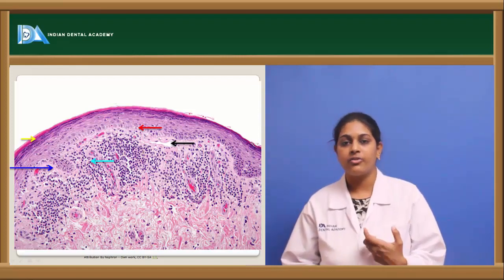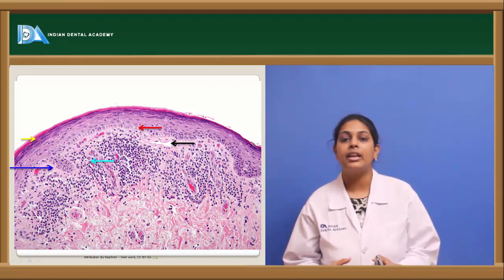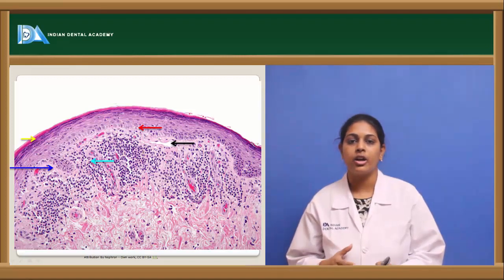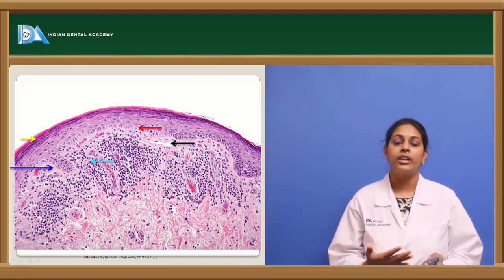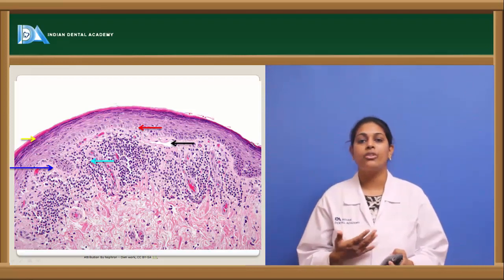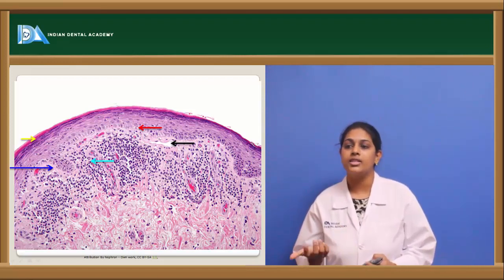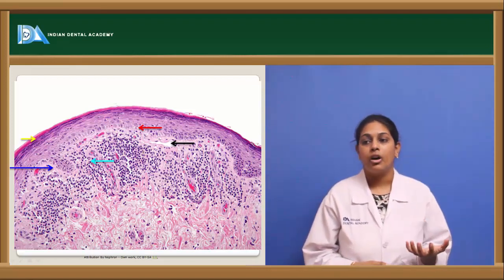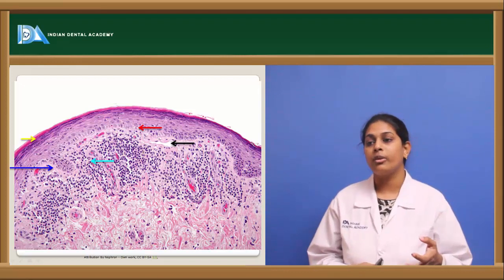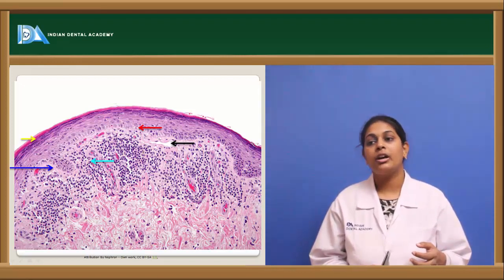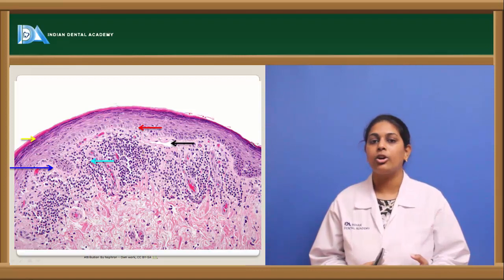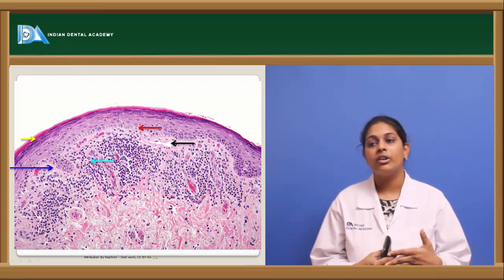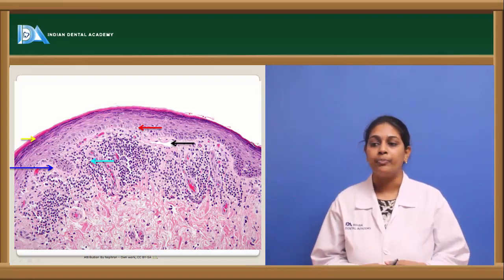Coming to the next feature, we see a subepithelial band of chronic inflammatory cell infiltration in lichen planus, which is also one of the characteristic histopathological features. This is indicated with a sea green arrow mark. We see numerous lymphocytes, a chronic inflammatory cell infiltration, present immediately beneath the epithelium. That is, it is like a hugging of the subepithelial band of inflammatory cells with the epithelium.